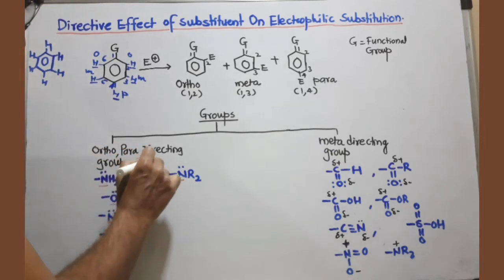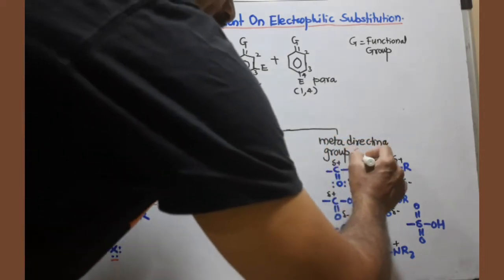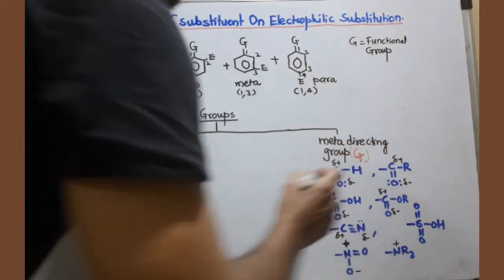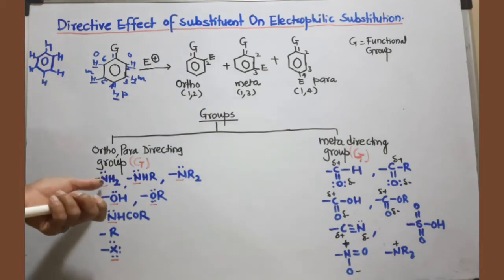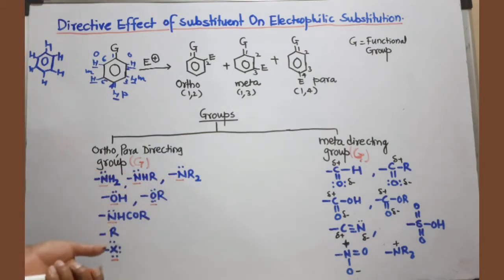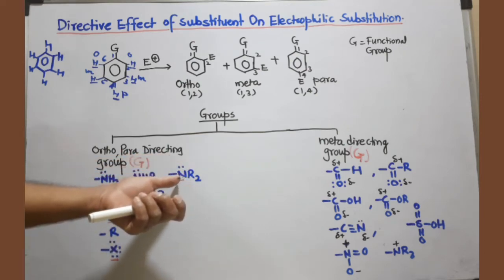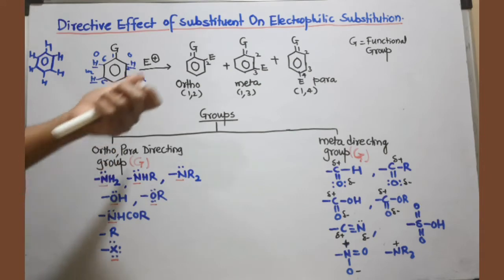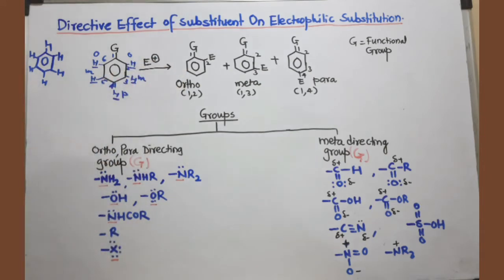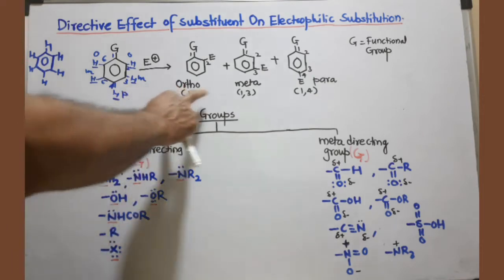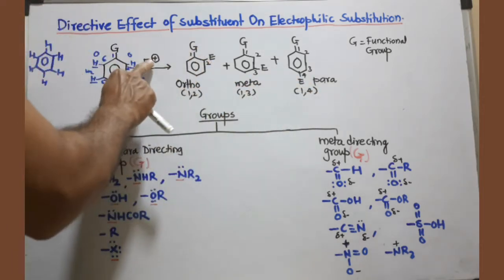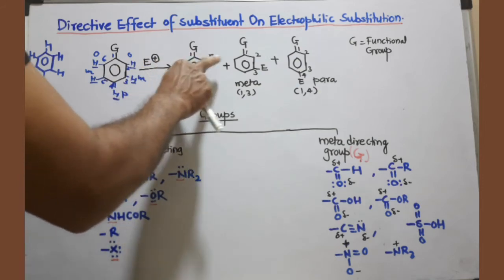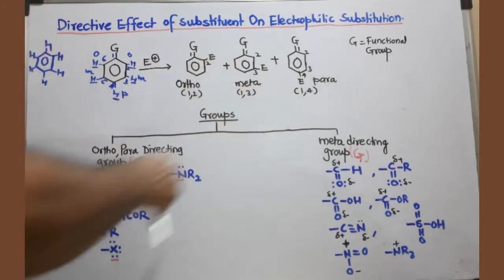So this is a G and this is a G. What is important here? In ortho-para directors, the lone pair is present on nitrogen or oxygen. That is another conclusion, or halogen. So if you observe the atom, you can easily predict the position of the incoming electrophile. You will always get ortho and para product, where the incoming electrophile will attach at the ortho and para positions, meaning at the second and fourth positions.